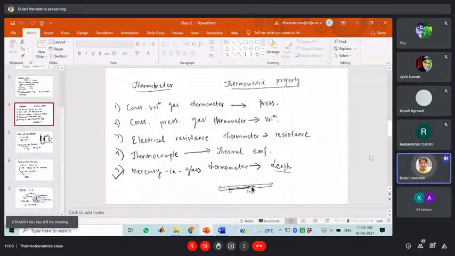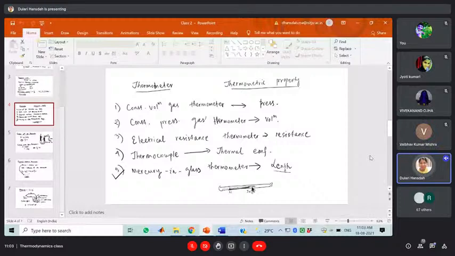There are different types of thermometers. The first one is the constant volume gas thermometer. Here your thermometric property is pressure. Due to the change of pressure, the temperature can be found out by using the ideal gas equation. Then we have the constant pressure gas thermometer. Here also, due to the change of the volume, we get the temperature value by using the ideal gas equation.